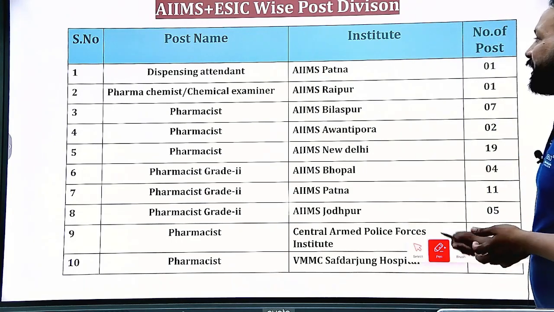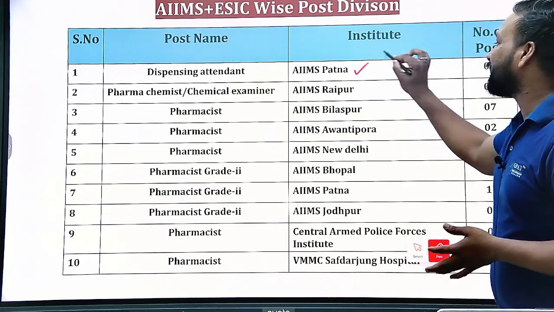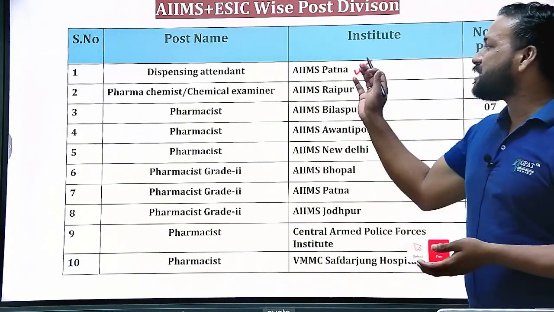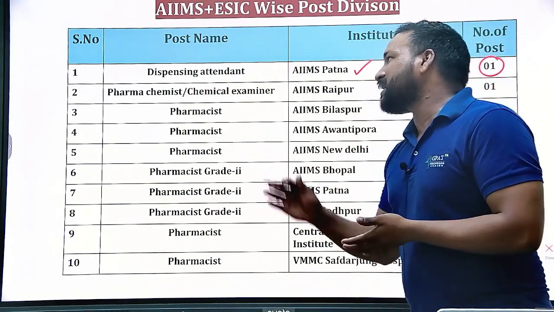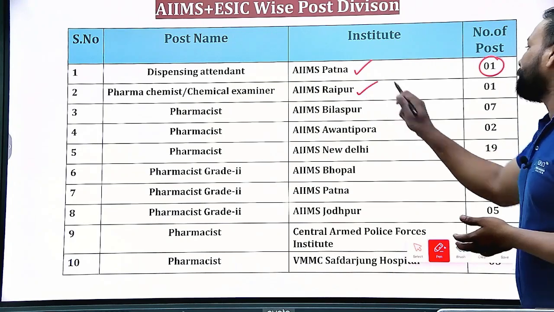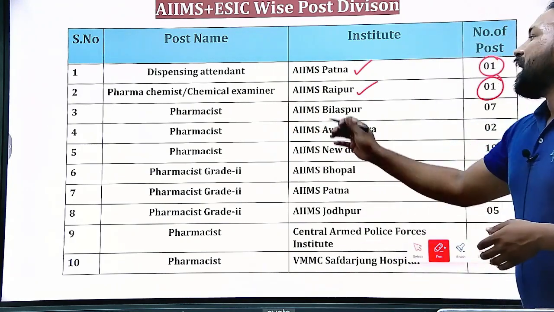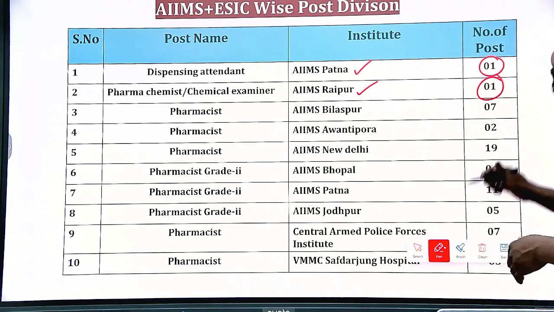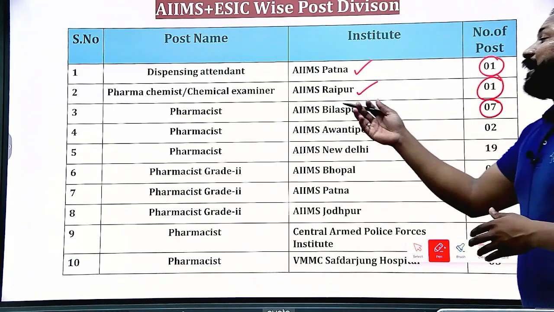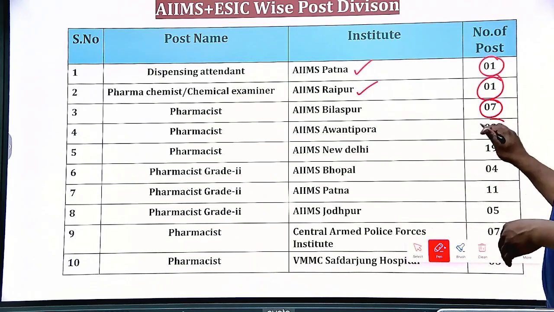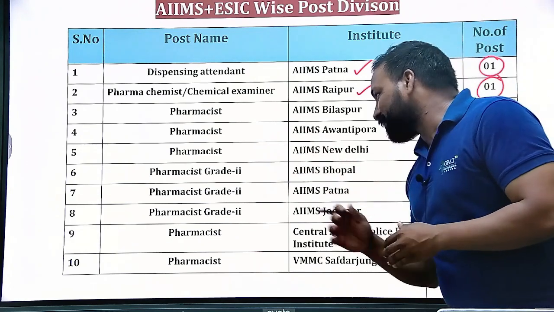Dispensing attendant in AIIMS Patna: there will be one vacancy. Pharma chemist and chemical examination, AIIMS Raipur: here also one vacancy is there. Pharmacist for AIIMS Bilaspur: 7 posts are there. And pharmacists in AIIMS Avantipura, we have 2 vacancies.